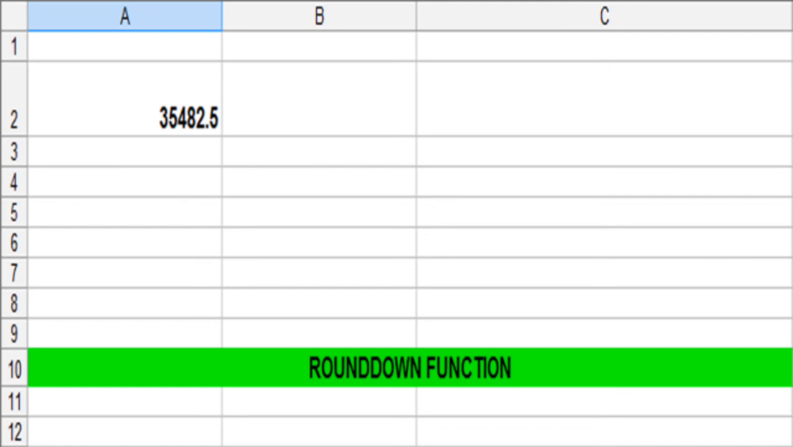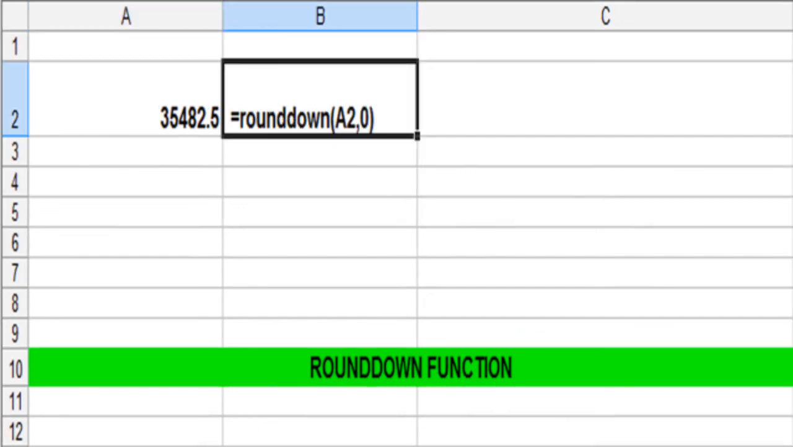Number 35482.5. The number contains 5 digits before the decimal. Let's see how to round down the values to the left side of the decimal point. Use 0 or a negative number for num_digits. Round down to the nearest 1. Formula equals ROUNDDOWN(A2, 0).